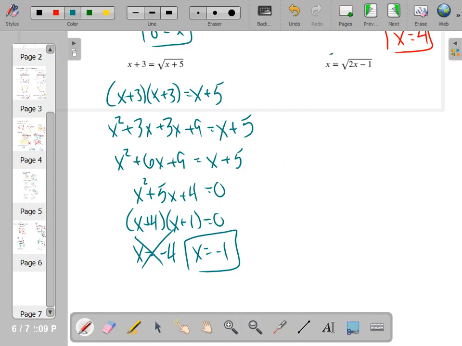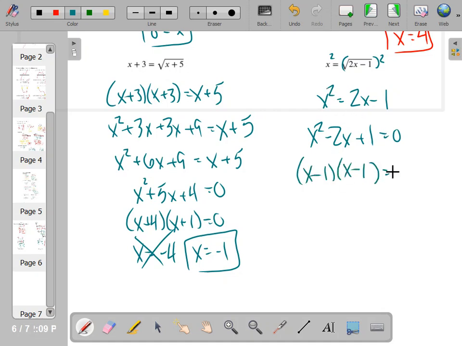Cool. One more, square both sides. x squared equals 2x minus 1. Collect like terms. Factor what multiplies to 1 and adds to negative 2. x minus 1, x minus 1. So x equals 1, or does it? 1 equals the square root. Yep, it does. x equals 1.